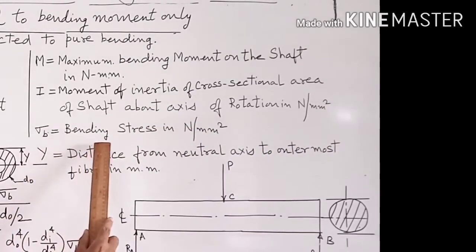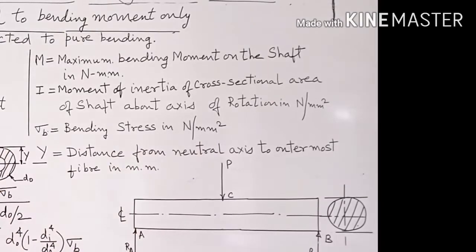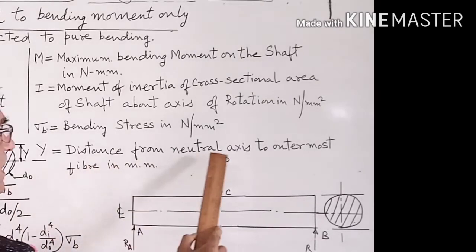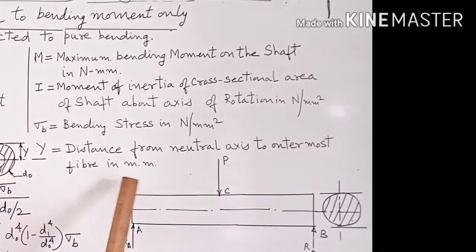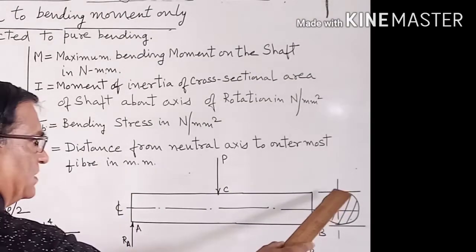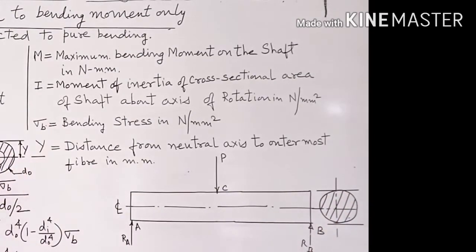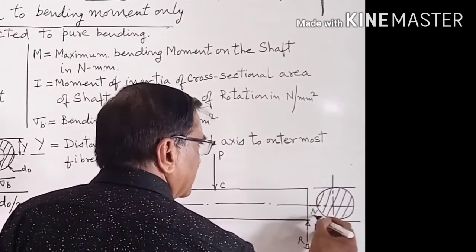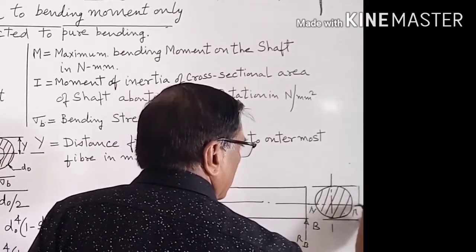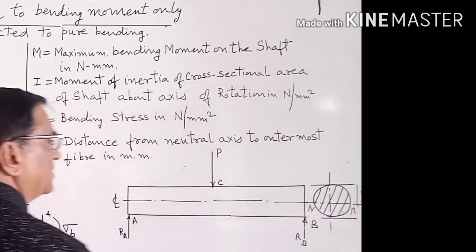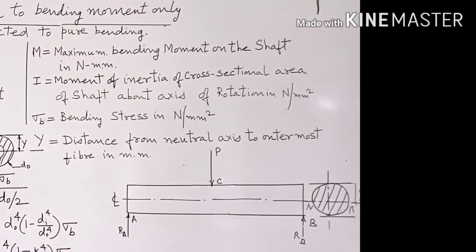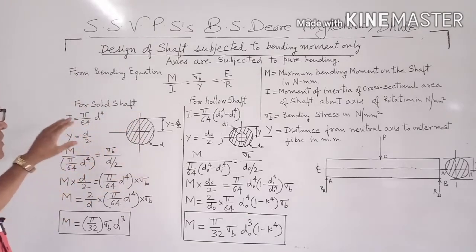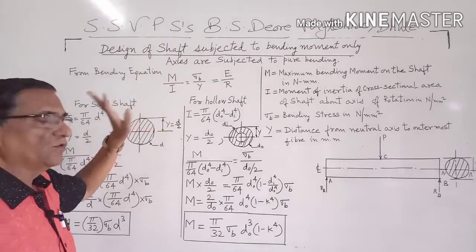I is the moment of inertia of cross sectional area of the shaft about the axis of rotation. Sigma b is bending stress in Newton per millimeter square, and y is the distance from neutral axis to the outermost fiber in millimeter. Suppose this is a shaft of circular cross section and this is the outermost fiber and this is the neutral axis. So this distance is y, and for circular cross section this distance is d by 2. We will derive the equation or simplify the equation for solid shaft and for hollow shaft.